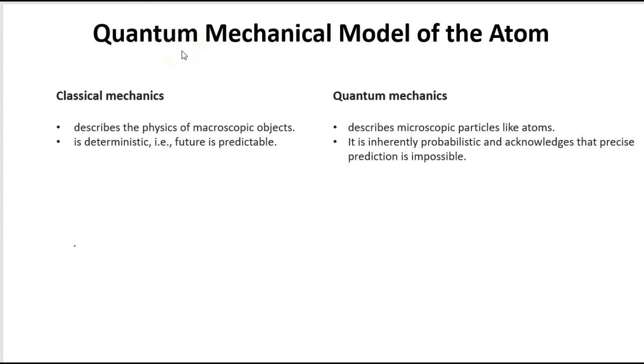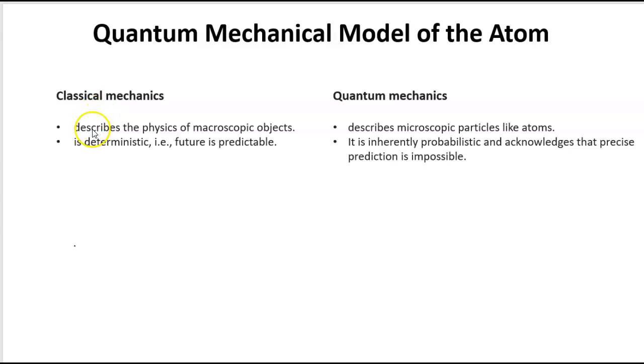We are going to study the quantum mechanical model of the atom. But before delving deep into this model, we need to understand what quantum mechanics is and how it is different from classical mechanics. Classical mechanics is the mechanics of macroscopic objects, big objects, not of microscopic scale, whereas quantum mechanics is the mechanics of microscopic objects like atoms or objects smaller than an atom.